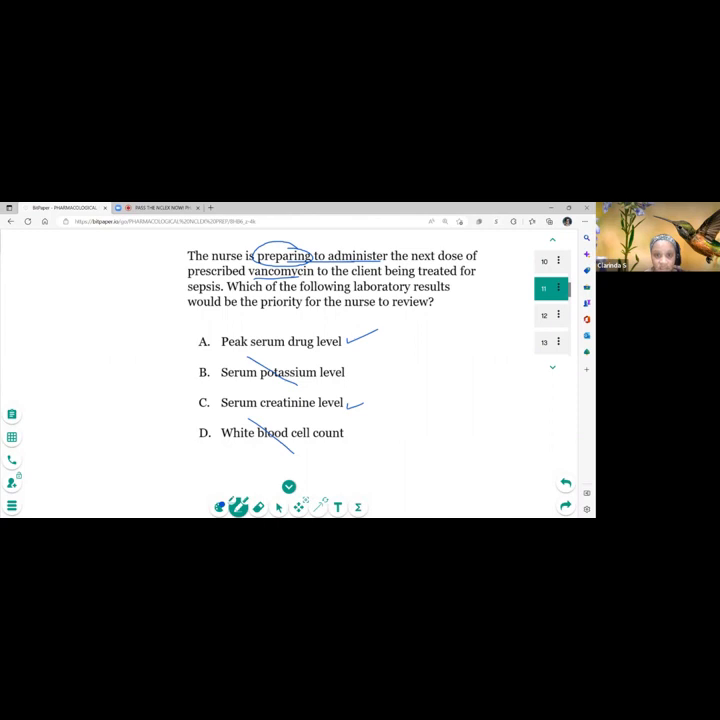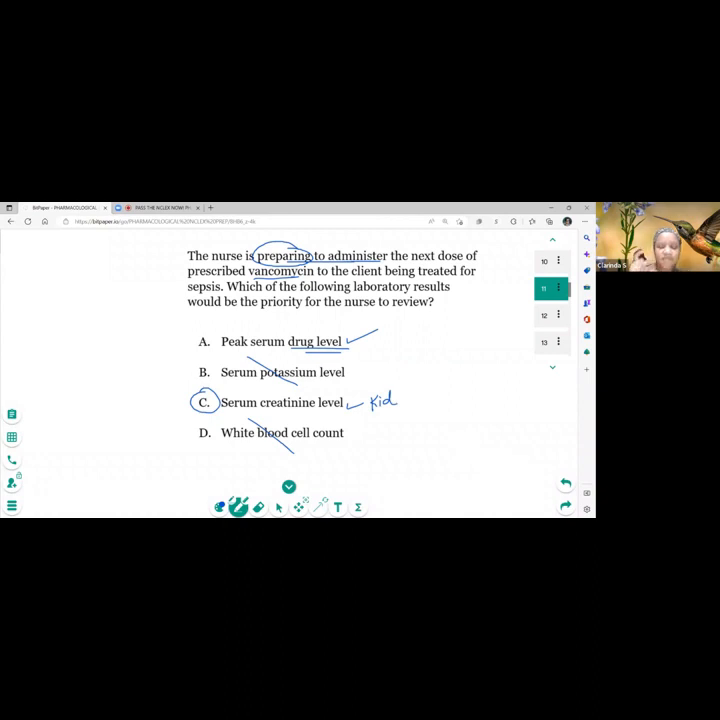All right, so we got down to A or C. Should we check the peak serum drug level or the serum creatinine level? So we had one that was talking about kidneys and one that was talking about the drug level itself when it actually peaks. So go back to your facts, think about at what time frame we are doing our assessment. Following the lab results, the priority for the nurse to review prior, right? This is preparing to administer the next dose. Creatinine, yes. That creatinine is going to be most important prior. Very good. Creatinine. Awesome.